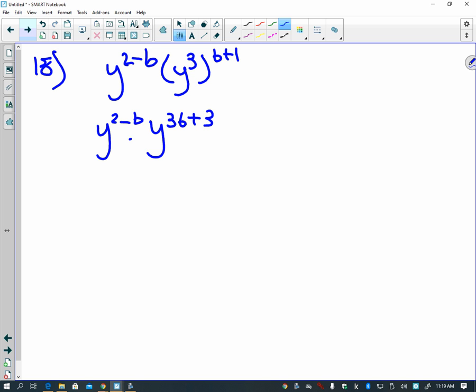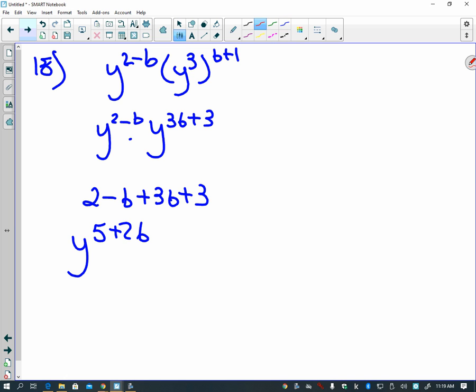These two things are multiplying each other. Whenever I have a common base in y and different exponents, I add those exponents. So I have 2 minus b plus 3b plus 3. Notice that this is just the exponent that I'm working with, so I combine like terms. 2 plus 3 is 5, and negative b plus 3b is 2b. So my simplified numerator is y to the 5 plus 2b, or y to the 2b plus 5, either way.